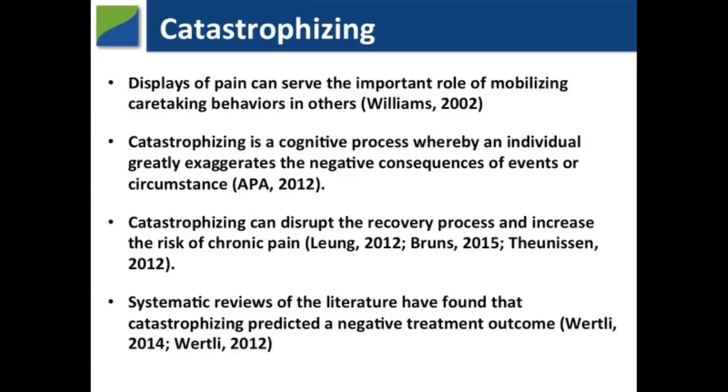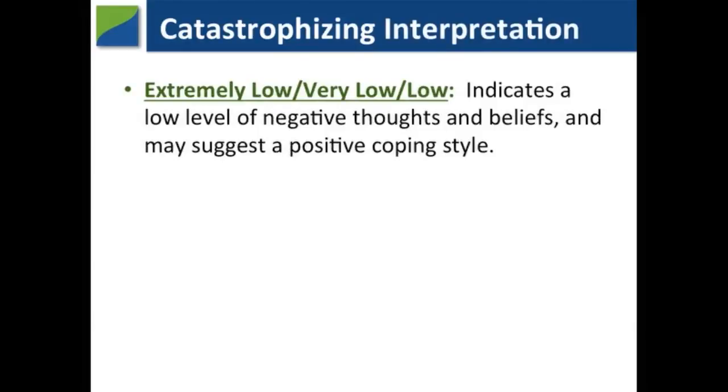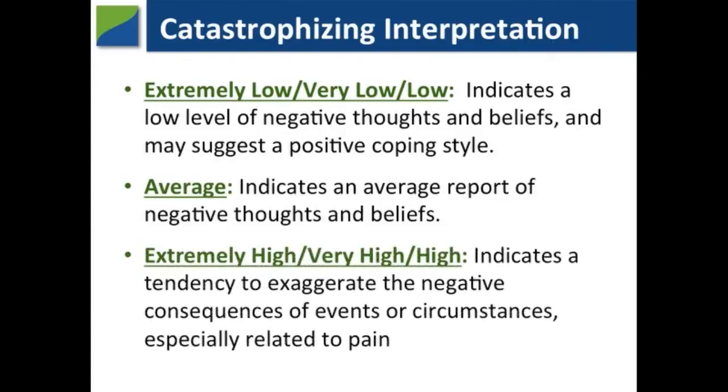So interpreting the catastrophizing scale, a low score indicates a very low level of negative thoughts and beliefs and may suggest a positive coping style. An average score indicates an average level of negative thoughts and beliefs, nothing remarkable. And a high score indicates a tendency to exaggerate the negativity of your circumstances, especially as it relates to pain. Note, though, that the catastrophizing scale is not solely about pain, and also looks at catastrophizing generally.